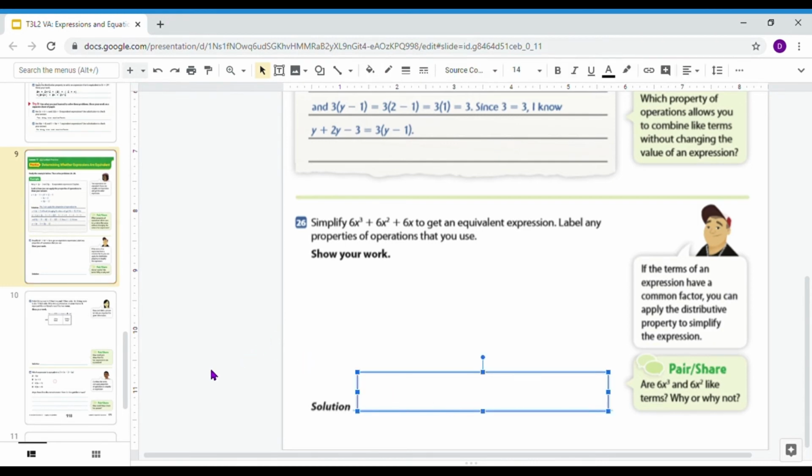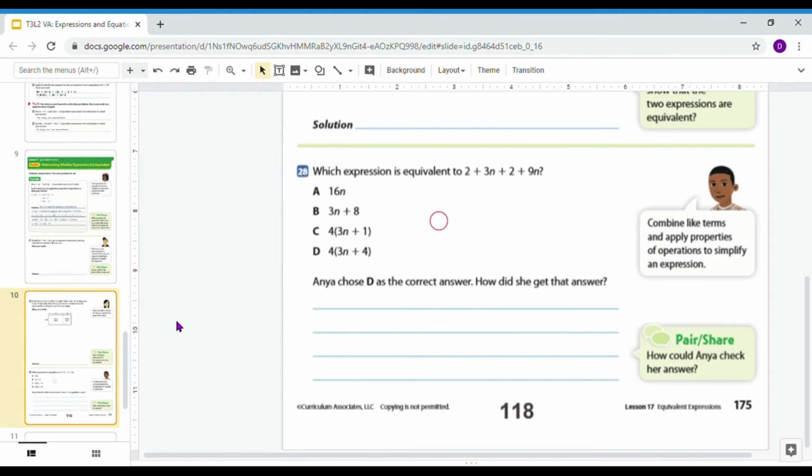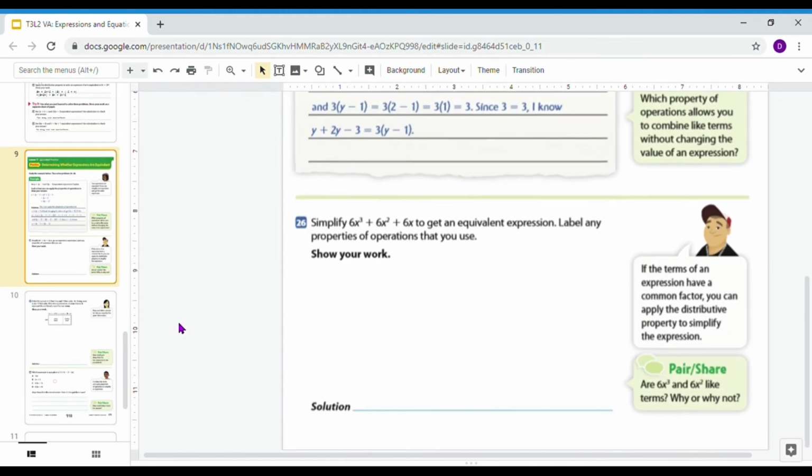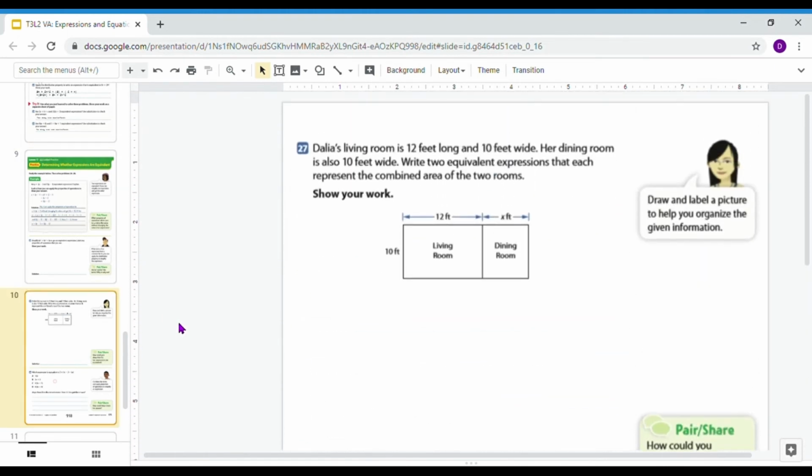Number 27 says, Darla's living room is 12 feet long and 10 feet wide. Her dining room is also 10 feet wide. Write 2 equivalent expressions that each represent the combined area of the 2 rooms.